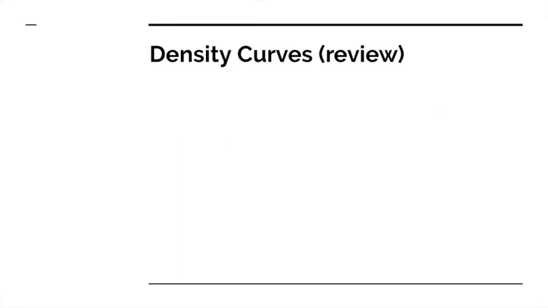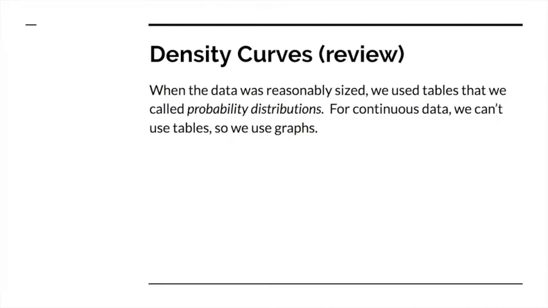Some quick review about density curves. We talked about these in Chapter 5. Remember that when we started out, we were dealing with discrete distributions, and so we had reasonably sized lists of values that were possible outcomes for the data, right? Because they were reasonably sized, we could make a table that would include everything, and that was our probability distribution. But with continuous data, there are too many possibilities. It could be any value between, say, 0 and 1, and there's an infinite number of possibilities between 0 and 1. So we can't list out all those possibilities anymore, so we switch to graphs.